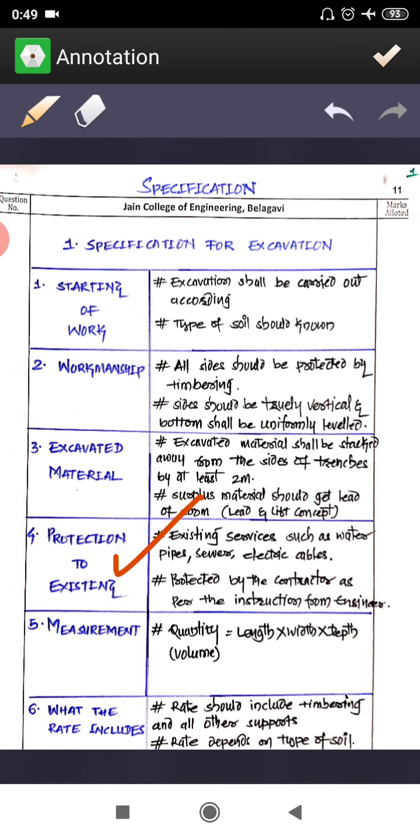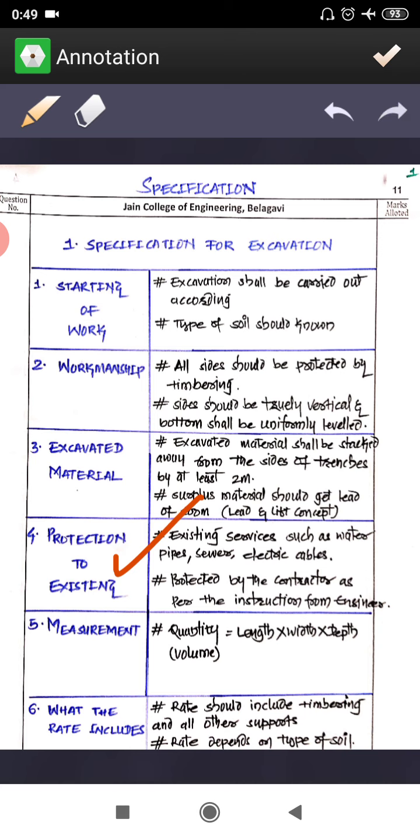It has to be borne by the contractor, and if anything goes wrong, the contractor will have to pay for that. The labor should follow the instructions of the contractor, and the contractor should follow the instructions from the engineer. That will be there in the protection of existing work.